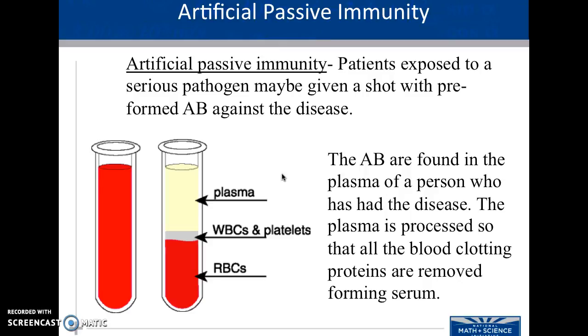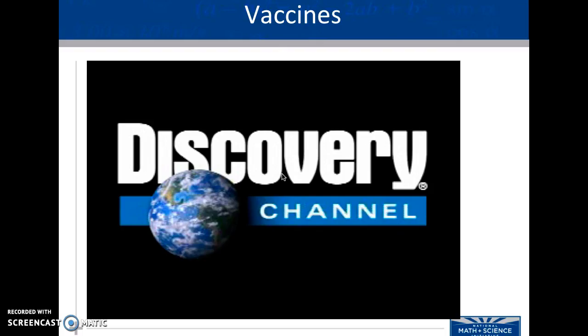But the idea behind it would be, if I knew for sure that I was exposed to a disease like this, instead of going through the first round of getting sick, being injected with someone else's antibodies would automatically get me to the second stage of the immune response, meaning I would not get sick. There's a lot of issues with this theory, but it's an idea that people have.